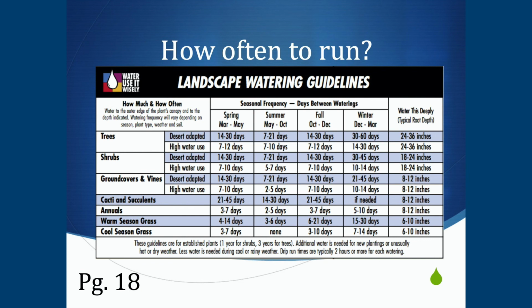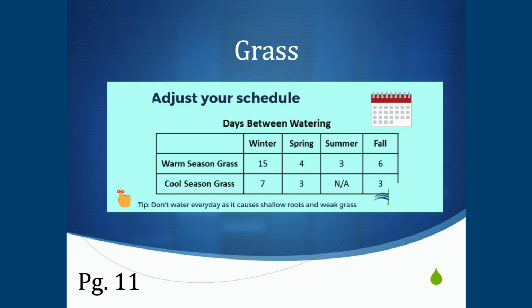So page 18 of your book has this, which is where we are going to reference for our guide. Now this is a pretty busy looking chart. However, if you are looking for a specific type of plant or tree or lawn, find that on the left-hand side, find the season that you're in right now, and then that's going to tell you your days between watering.